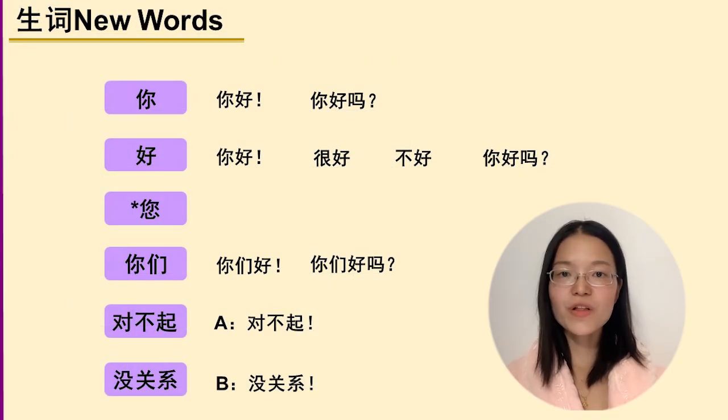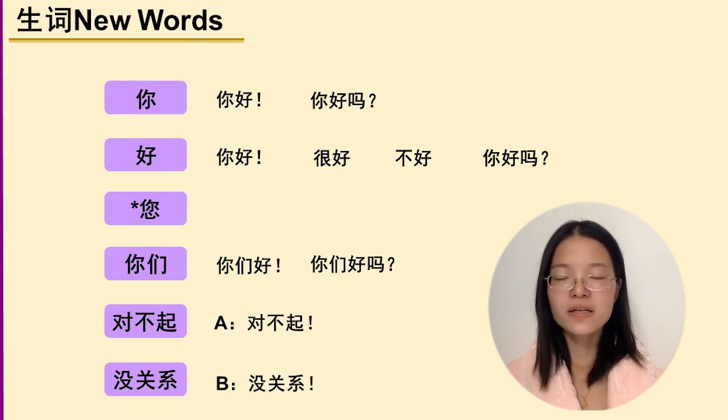Now let's look at following new words. 你, which means you. 你好, hello. 你好吗? How are you? 好, which means good. 你好, hello. 很好, very good. 不好, not good. 你好吗? How are you?